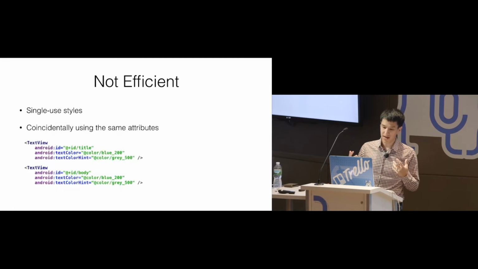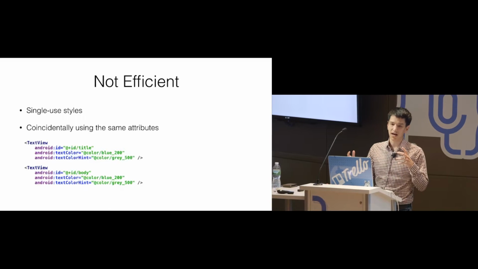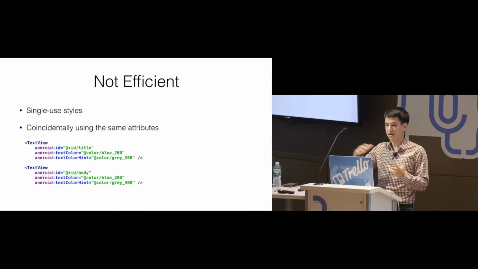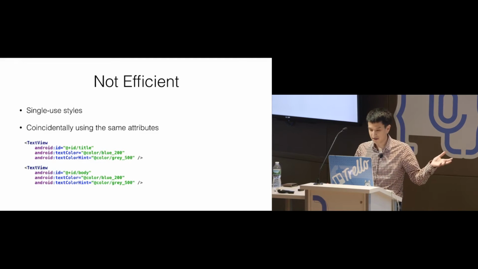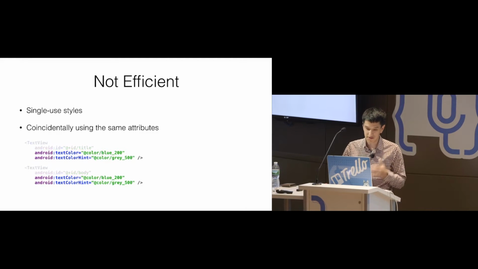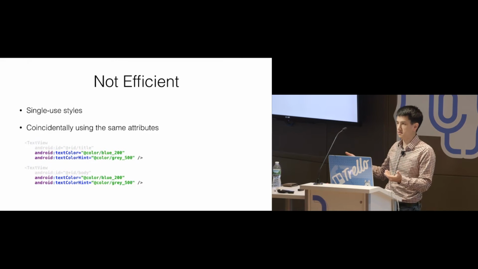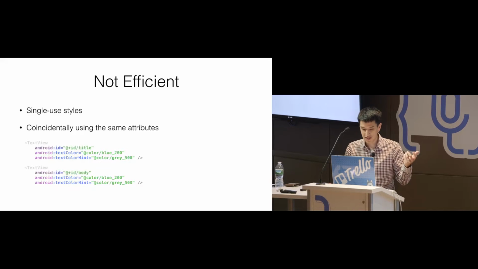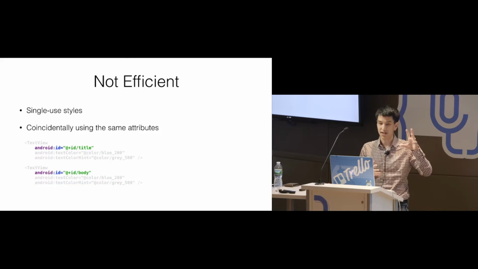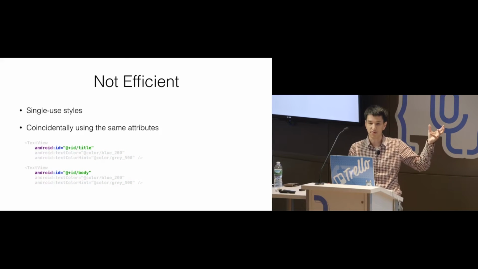But the more problematic thing is when you apply a style where there are two attributes that match up just coincidentally. So imagine when I first write some layout, I have two text views, and it turns out, hey, look, they have the same text color and text color hint. So that seems like something I should style, right? But if you then look at the title or the IDs, you can tell that one's supposed to be for the title text and one's supposed to be for the body.